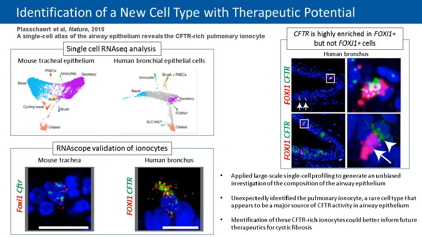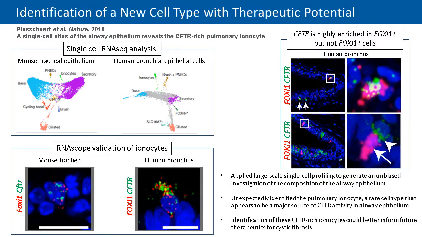Single-cell transcriptional profiling has also aided in the identification of new cell types with therapeutic potential. Until now, researchers lacked the technological capability to discern exactly which cells harbor the mutated proteins that lead to cystic fibrosis. Two studies back-to-back in Nature last year identified a new airway epithelial cell type that expresses the CFTR gene, which encodes the protein that is mutated in cystic fibrosis, and termed this new cell type the FOXI1-positive CFTR-positive pulmonary ionocyte. RNAscope was used in both of these studies, and here I'm showing just one of them for the sake of time.